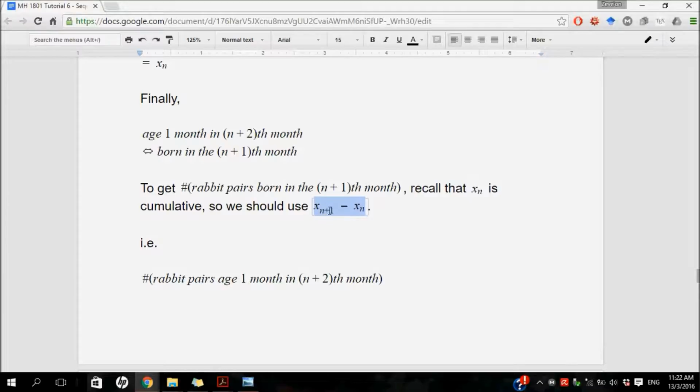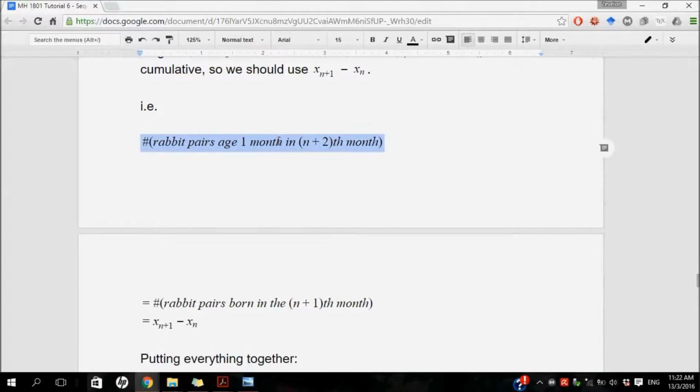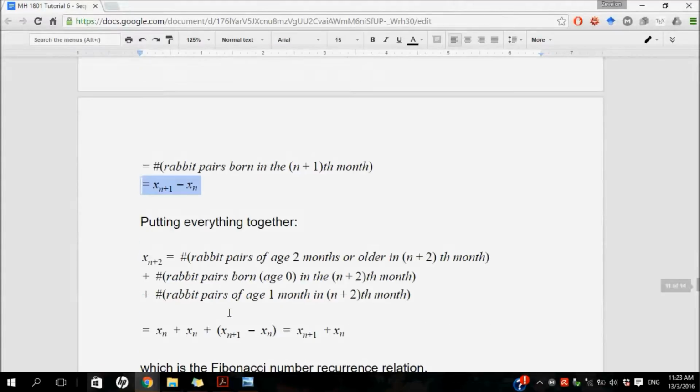So if you are here, then subtracting whatever was before the n plus 1th month, that is up to the nth month, you would get all the rabbit pairs that appeared in the n plus 1th month. That is to say, those rabbit pairs that were born in the n plus 1 month. So this quantity is exactly the number that we're looking for. The number of rabbit pairs of age 1 month in n plus 2 is going to be xn plus 1 minus xn. And therefore we can put everything together.